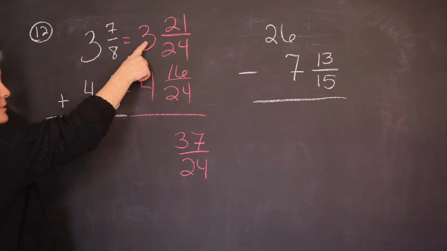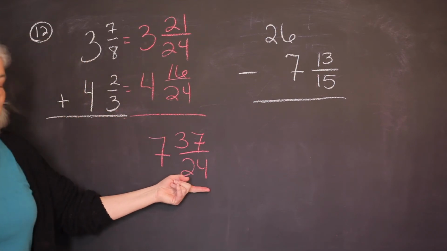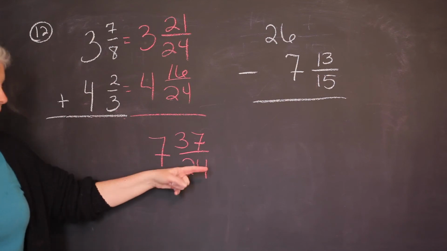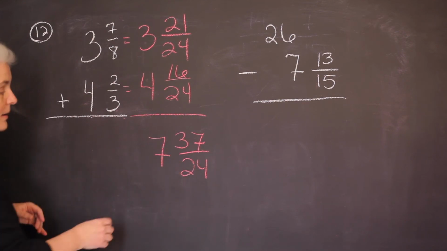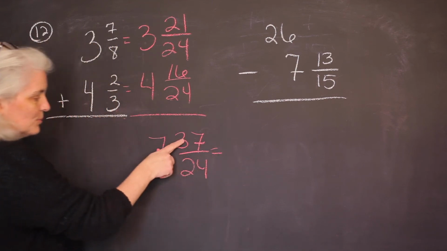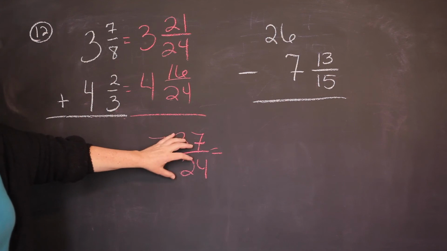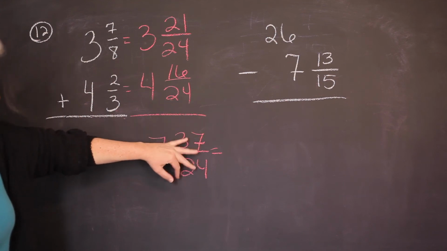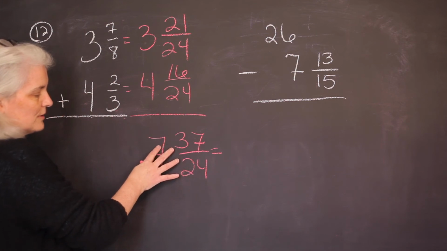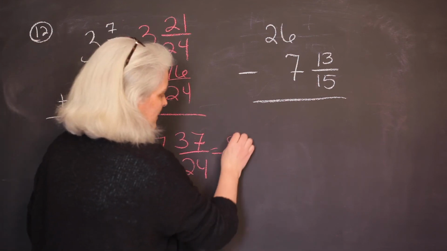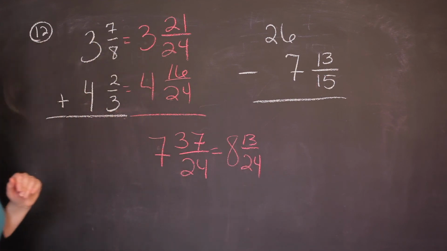I add my whole numbers, 3 and 4 is 7. And then I notice that this is an improper fraction, right? The numerator is bigger than the denominator, so I need to simplify this. This would be 1 and 13 24ths, because 24 24ths plus 13 24ths gives me 37 24ths. So this is 1 and 13 24ths, but I already have 7 here. 7 plus 1 is 8, and 13 24ths.